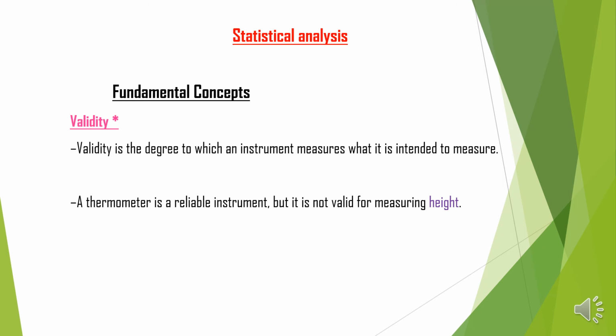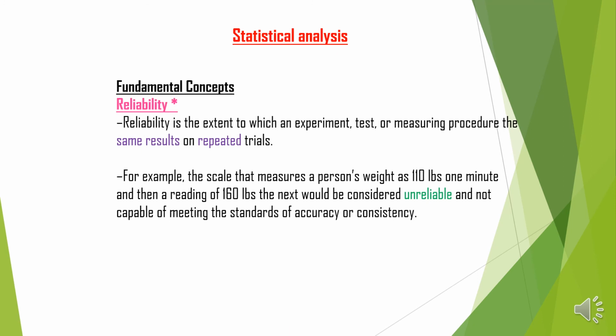So what's validity? Validity is the degree to which an instrument measures what it is intended to measure. Validity means we use the instrument or machine to do what it's intended to do. For example, a thermometer, we use it to check temperature, but we never use it to measure height. So validity is the truth of the measure. Okay? What about reliability?